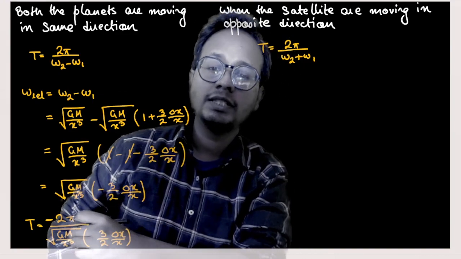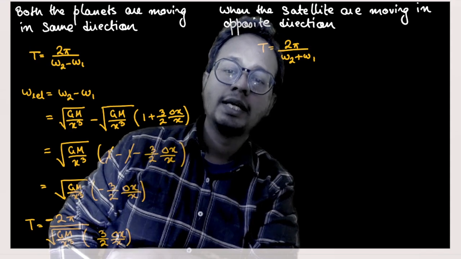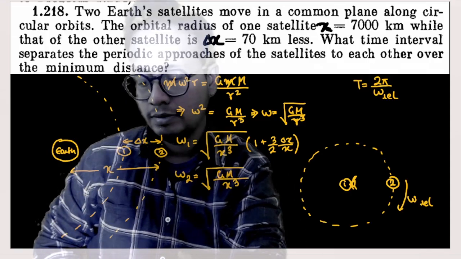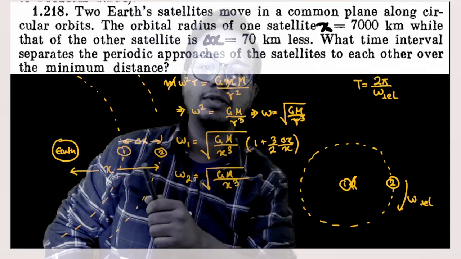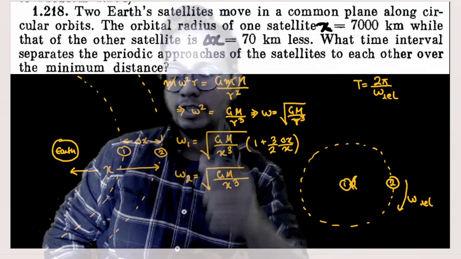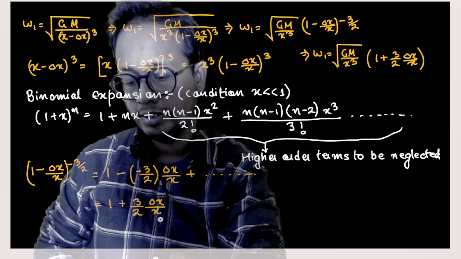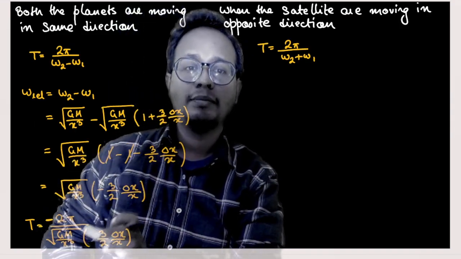Put in the values. G is 6.67 into 10 to the power minus 11. The mass of Earth should be given in the question. X, the distance between Earth and satellite, is given as 7,000 kilometers. Delta x is given as 70 kilometers. If you substitute the values, you will get the time period.